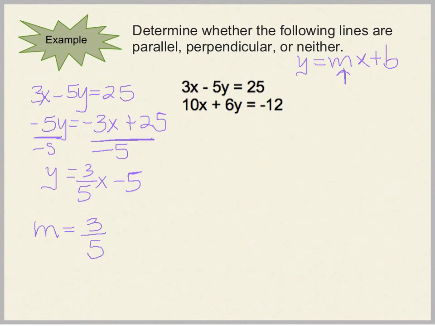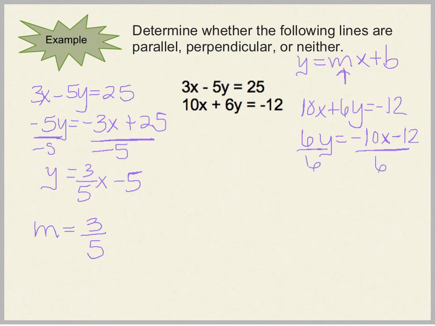10x plus 6y equals a negative 12. I'm going to again put this into slope-intercept form. Starting by subtracting 10x on both sides, I have a negative 10x minus 12, equaling 6y. I then need to divide both sides by 6, seeing that y would equal negative 10 divided by 6, which can be reduced, dividing both of those by 2, to get negative 5/3 x minus 2. Again, I'm mainly interested in my slope.